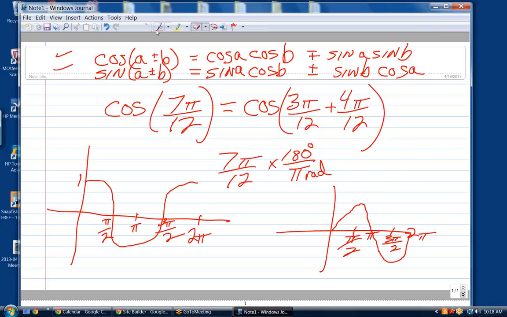So when we convert this to degrees, notice the radians fall away and we end up with degrees. 12 goes into 180 15 times. 15 times 7. There's our degrees. Now, with it in degrees, it's a little easier to figure out how to split it up.